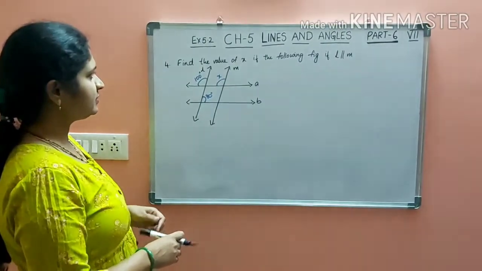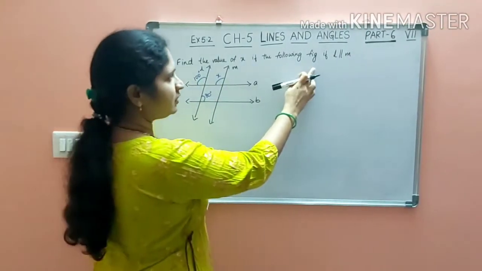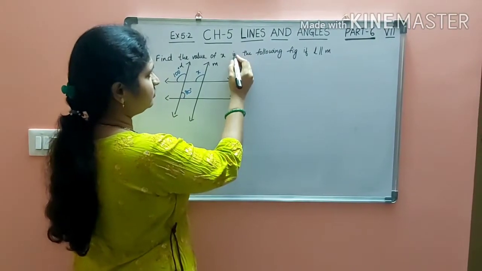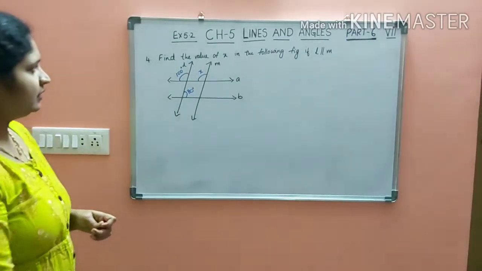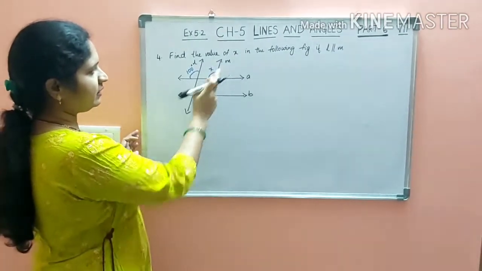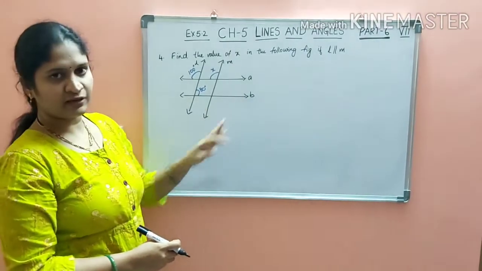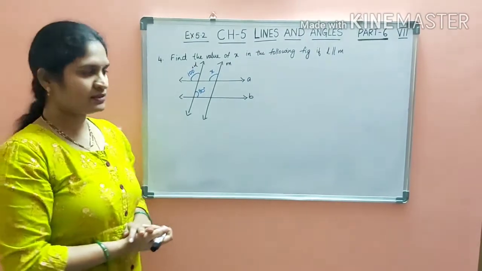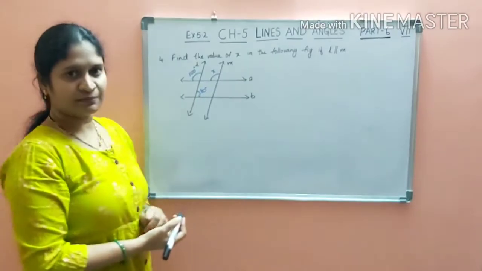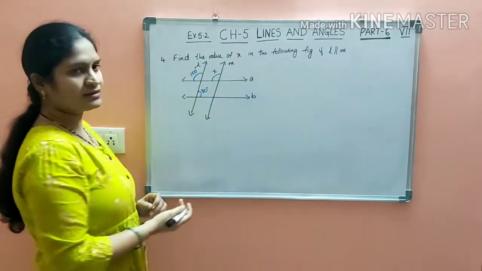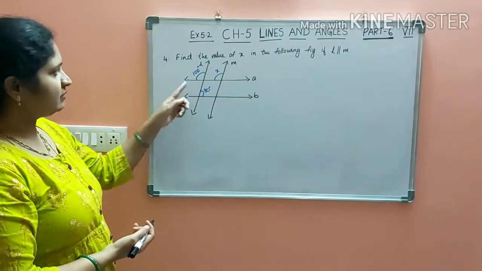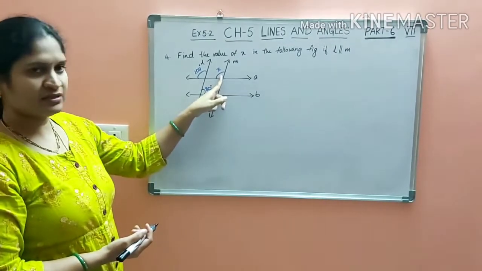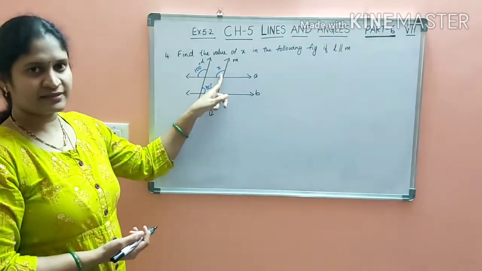Let us see the fourth question, children. Find the value of x in the following figure, if L is parallel to M. Okay. Here observe the figure, children. L is parallel to M. Even A is parallel to B here. So if L is parallel to M, A and B become the transversals, and A and B are parallel lines, then we can take L and M as transversals. So here they have given an angle of 100 degrees here, and 80 degrees here. Here the unknown is X. They are asking you to find X.